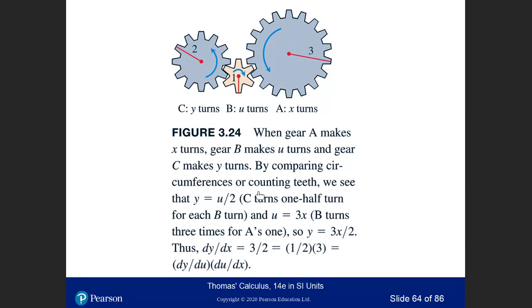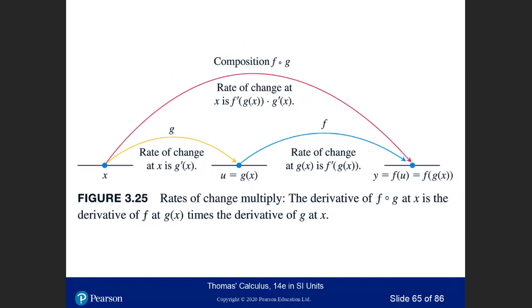So actually, dy dx, that's the change of y with respect to x, is dy du first, which is 1 over 2, and then du dx, which is 3. So y is 3x over 2. So that's the basic idea about the chain rule of functions. You want to find the number of turns of the C gear with respect to the A gear, and there's another gear B here. So you first calculate dy du, which is 1 over 2, then du dx, which is 3, so that's 3 over 2. Okay, so that's the basic idea about the chain rule.